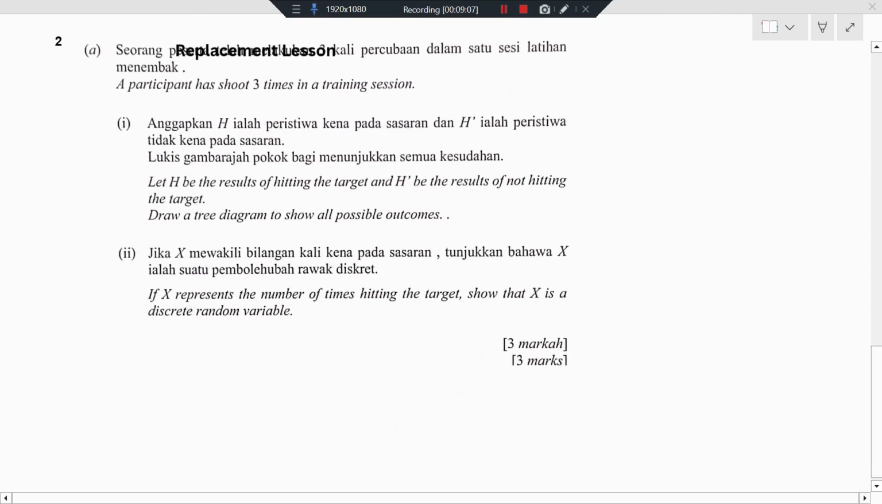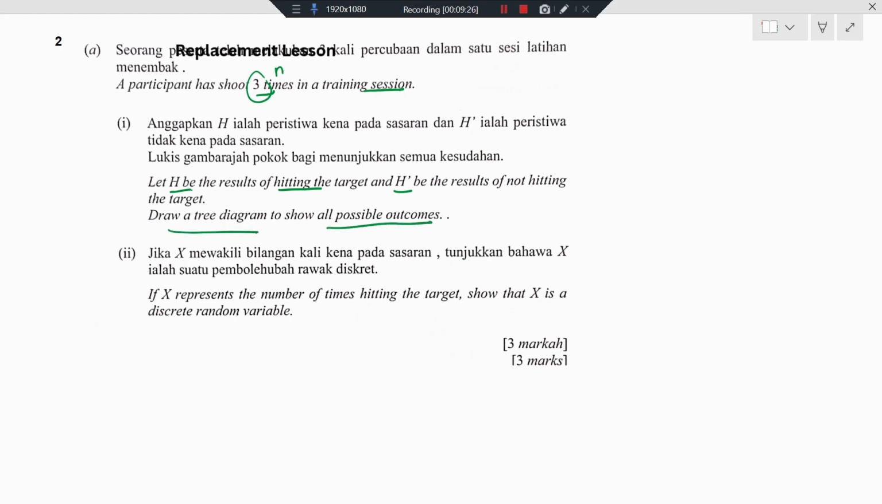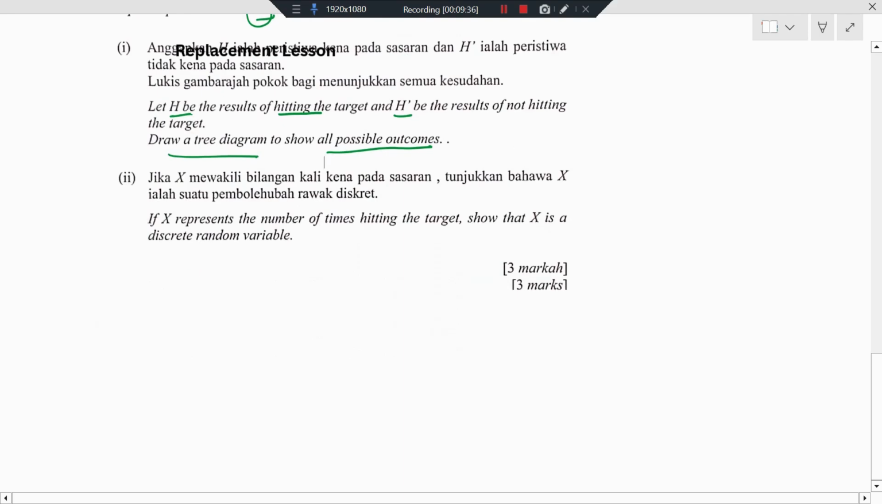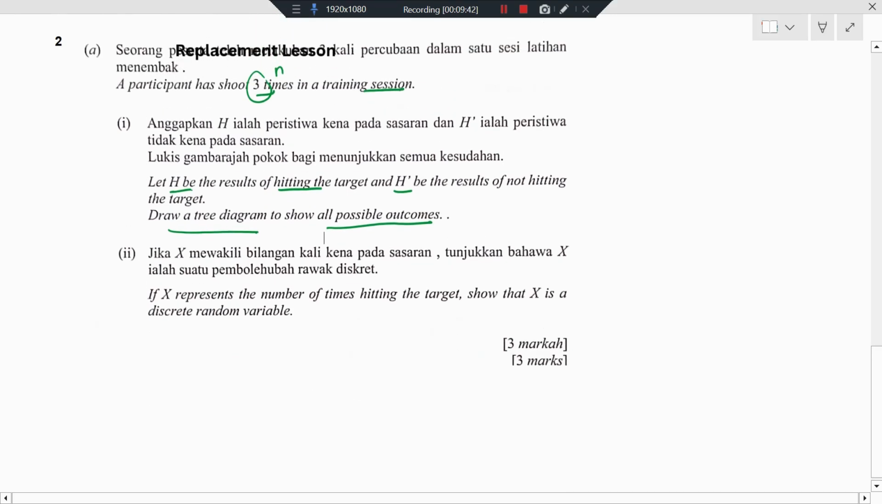Okay, question number 2. A participant shoots 3 times in a training session. So this is our N, number of trials. Let H be the result of hitting the target and H prime the result of not hitting the target. Draw a tree diagram to show all possible outcomes. So tree diagram normally will be tested in your mathematics, right, under probability. Okay, now they test it here. So it's a state paper question, so we cannot shut our eyes and say, oh, this is not in our syllabus.